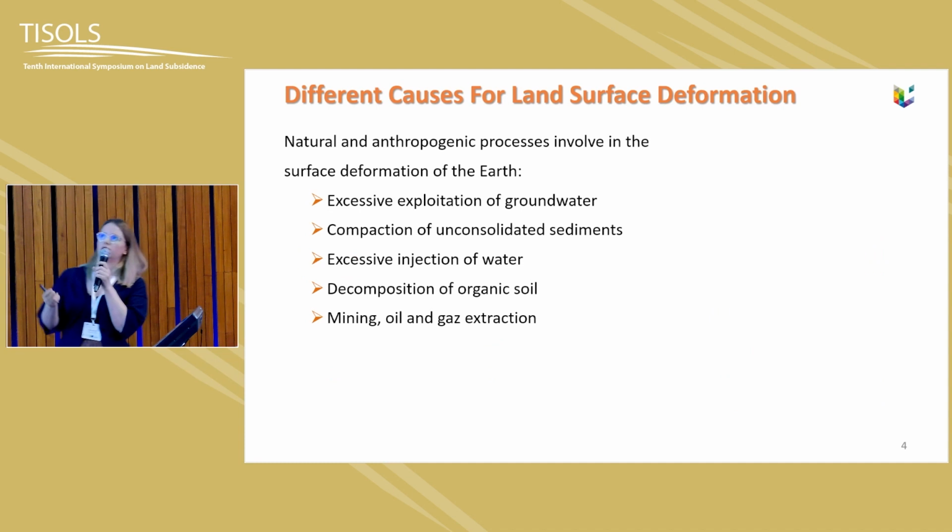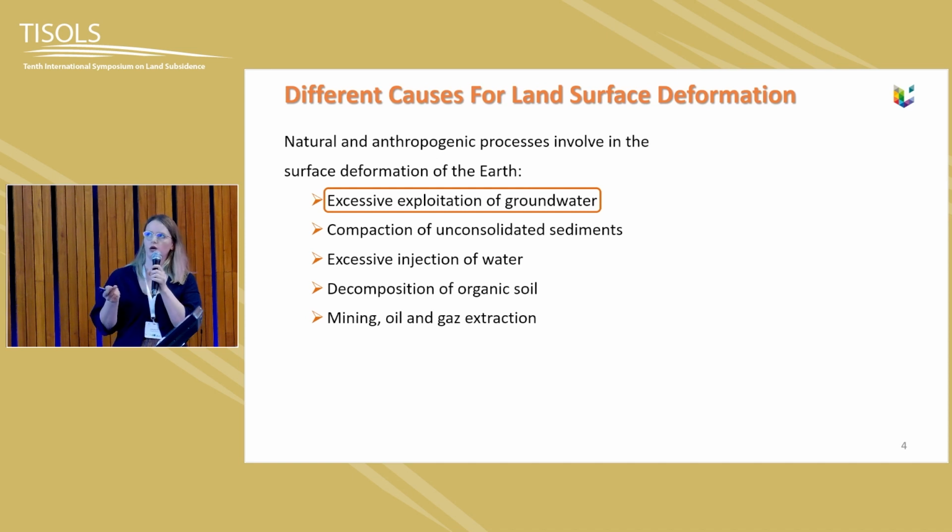After that, what is the cause of the land surface deformation? There are existing natural and anthropogenic processes that can cause deformation: excessive groundwater withdrawal, compaction of unconsolidated sediments, excessive injection of wastewater in an aquifer, decomposition of organic soil, and mining or oil and gas extraction. And as I said, in our case, we are working with groundwater withdrawal.